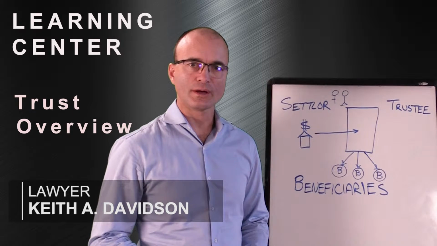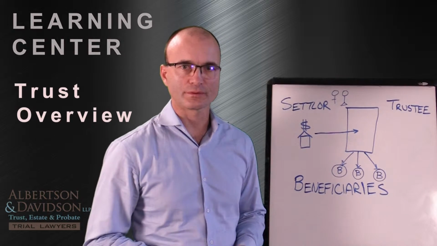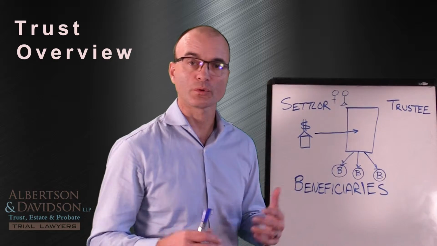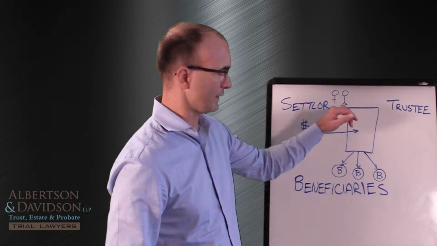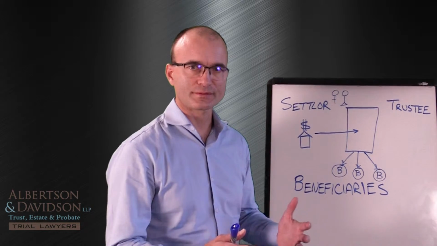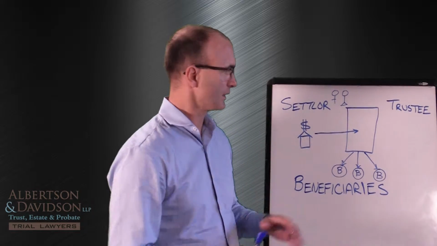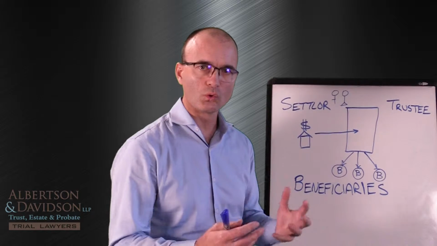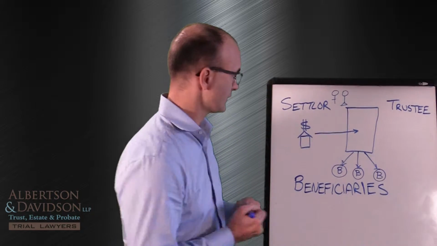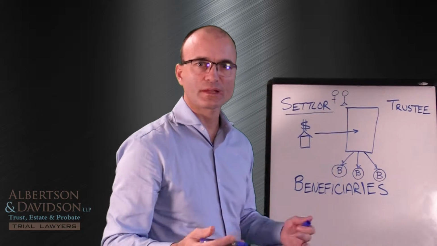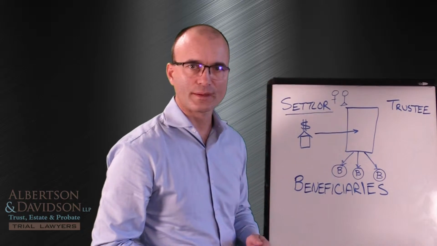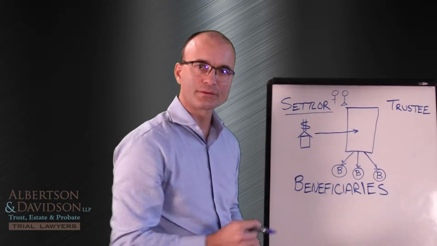In this video, I'm going to give you a brief overview of what a trust is and how it works. Typically what happens is husband and wife want to create a trust, and a trust is really just a separate entity to hold husband and wife's assets. So the husband and wife are going to be known as the settlors. Settlor just means trust creator. That's all that means, because they've settled the trust.